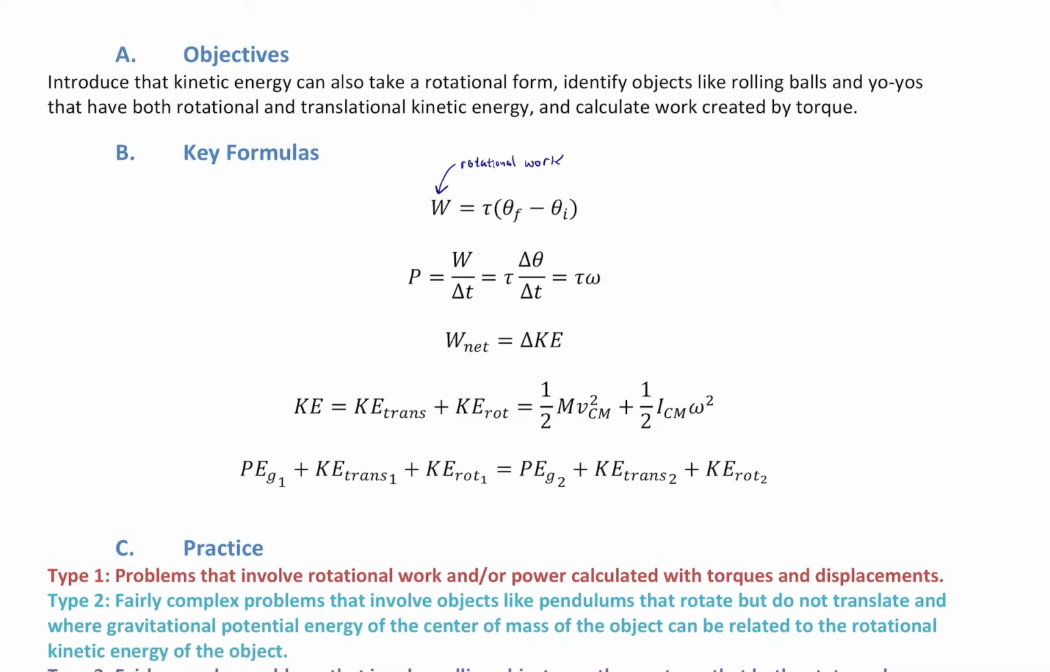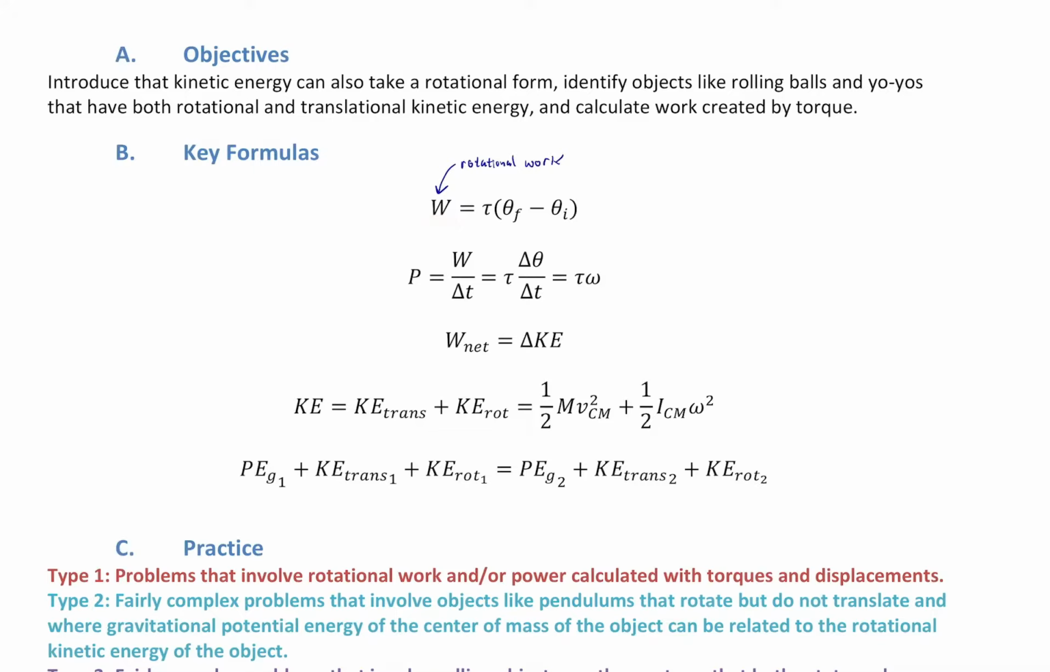Rotational work is torque times angular displacement. And of course, that's very similar to translational work, which was just force times distance. Because torque is playing the role of force, and then this is the displacement, but now it's angular displacement. Notice that the units are the same because the units of torque are Newton meters and the units of radians are nothing. Thus, we have that work is still measured in Newton meters, which of course is also joules.